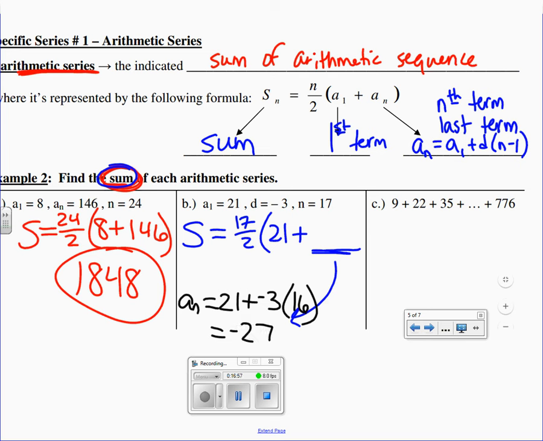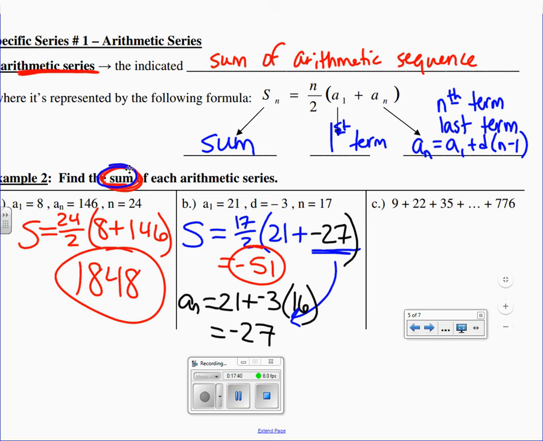-27, right? Yes? Okay. And then that goes in that spot. And then I type that in my calculator: 17 over 2, parentheses 21 plus -27. What are we getting? -51, good. Okay. Any questions?